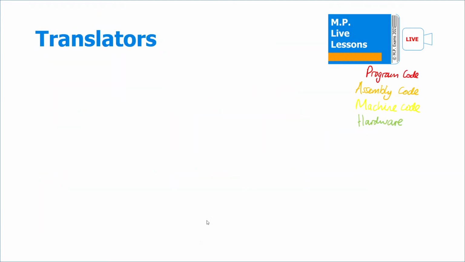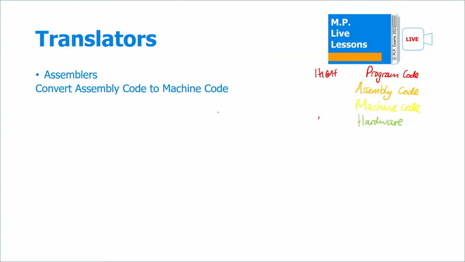Next, you need to learn about translators. This is how, for example, the high-level programming code gets converted into the machine code or assembly code. First, we have assemblers, and these convert assembly code into machine code. And as you see on the right, this is high to low. This is like the language levels.